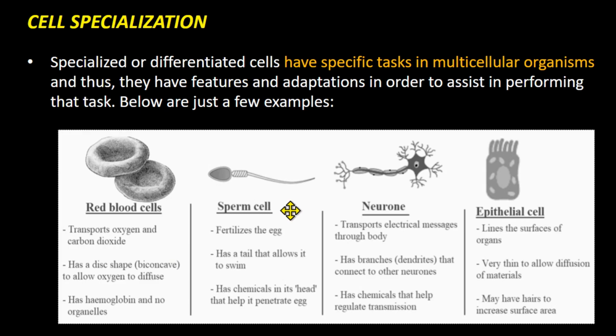Sperm cell, the function is to fertilize an egg. It has a tail or flagellum that allows it to swim, allows it to be motile, and it has chemicals in its head called an acrosome that help it to penetrate the egg.